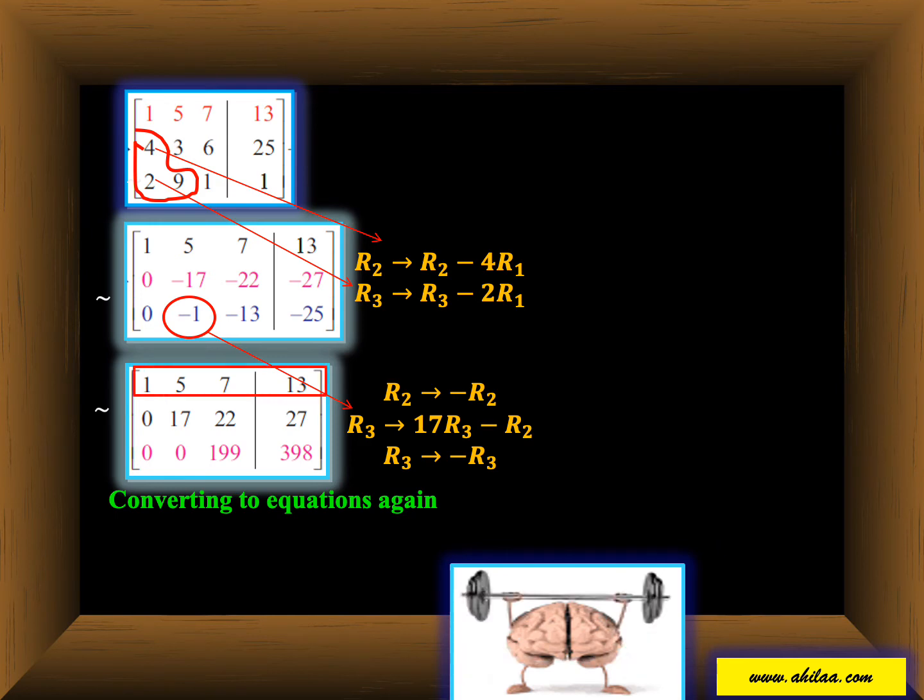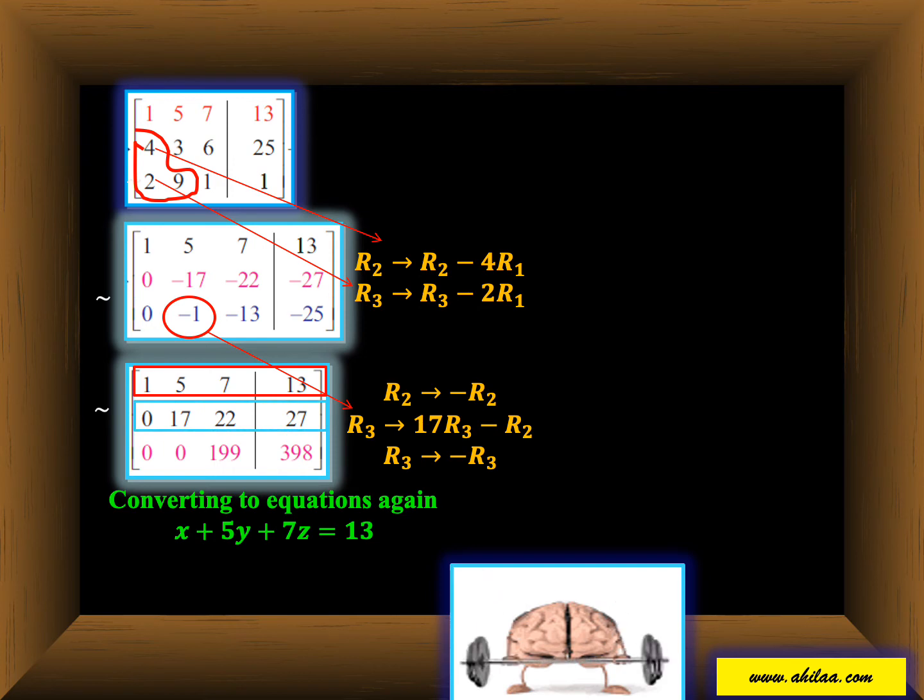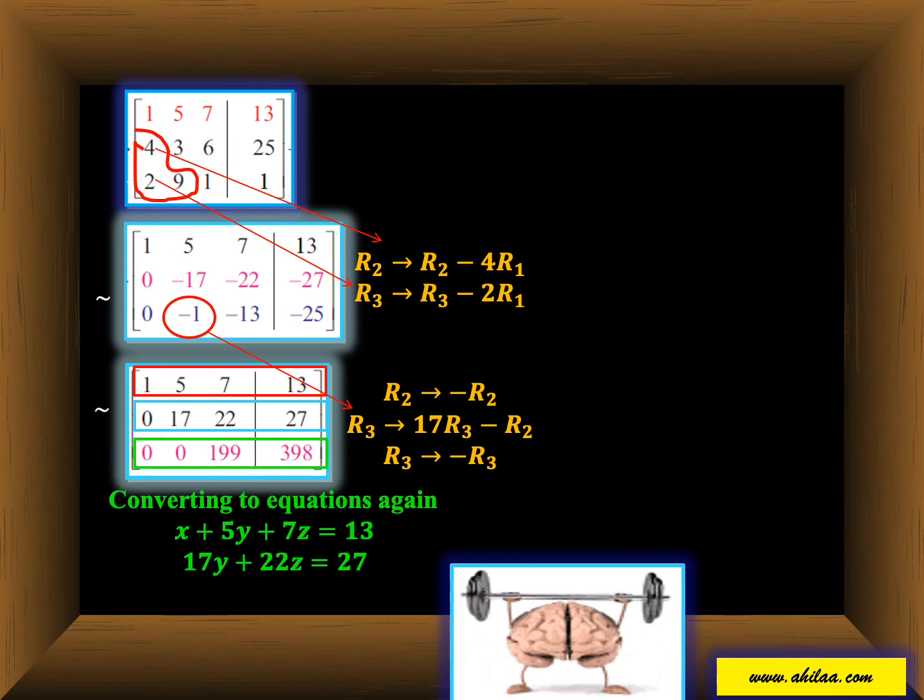So from the first row we get x plus 5y plus 7z equal to 13. From the second row there is no x value, so I start with the y value: 17y plus 22z equal to 27. In the third row there is no x value and y value, so the equation is 199z equal to 398.